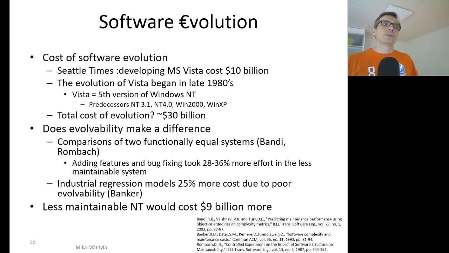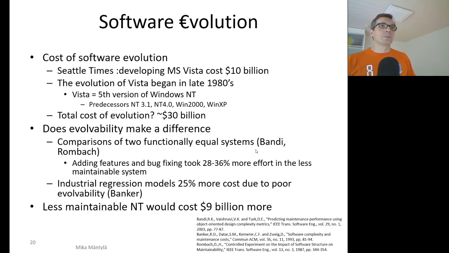So using this 30 billion as our base number, we may ask the question: does software evolvability, software maintainability, software modifiability make a difference in software evolution? Those are all characteristics that make software easier to develop and maintain. To figure this out, we can enter in some numbers.